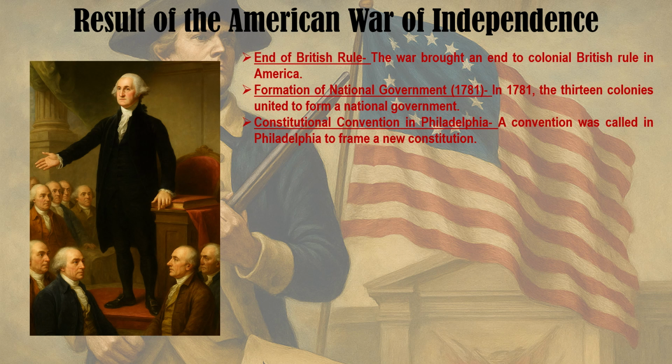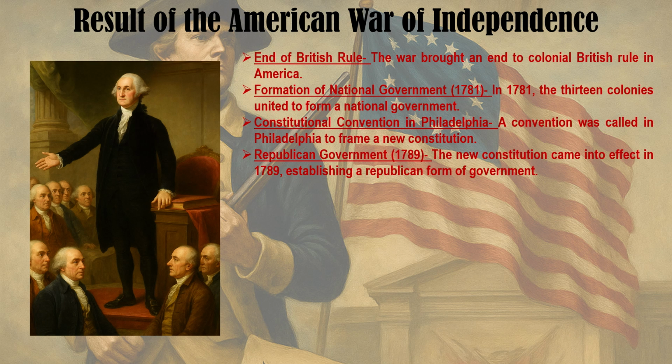Constitutional Convention in Philadelphia. A convention was called in Philadelphia to frame a new constitution. So new constitution was drafted in Philadelphia. The new constitution came into effect in 1789, establishing a republican form of government. So this was a new type of government for the first time in the world. In 1789, George Washington became the first president of USA. So George Washington, he was the head of the American army. He led the American people to victory. So he was the first president of USA.